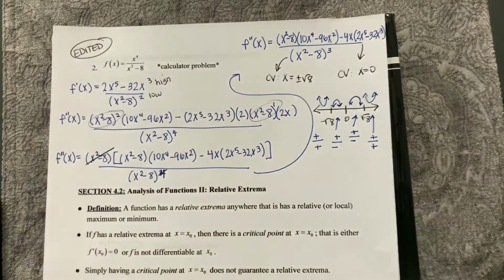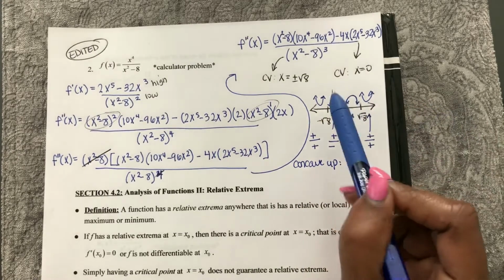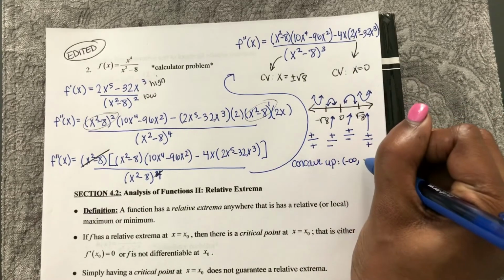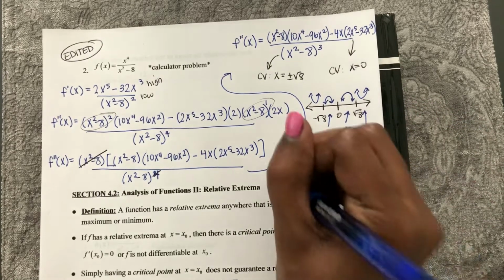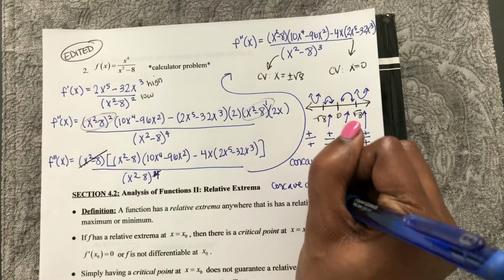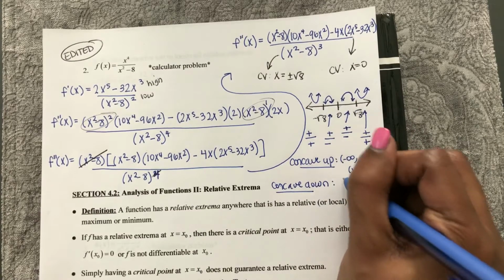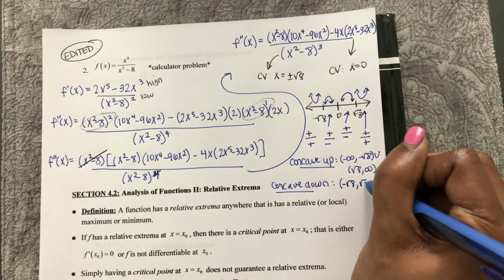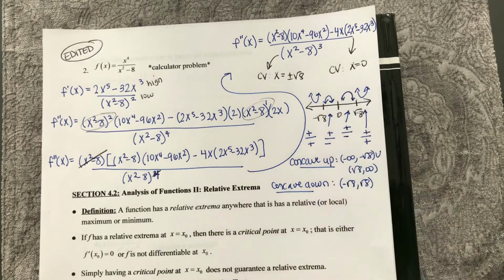So now let's write those intervals of concavity. It's concave up from -infinity to -√8, union √8 to infinity, and it's concave down throughout this entire interval from -√8 until √8. So if you have a concave down next to a concave down, that whole interval is just concave down.